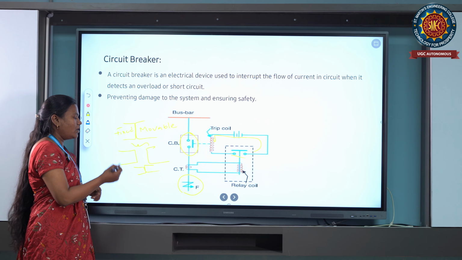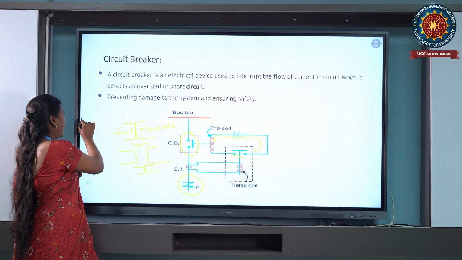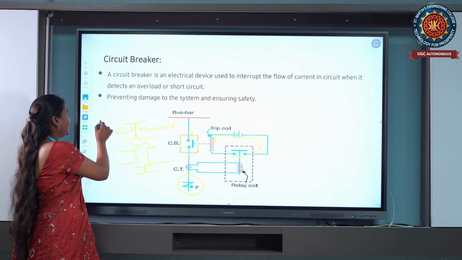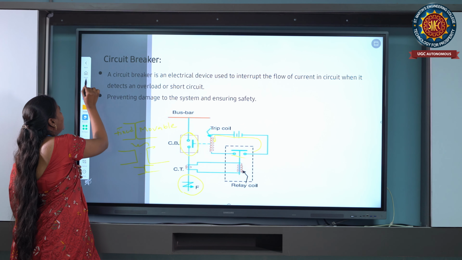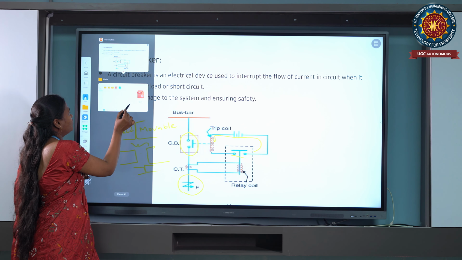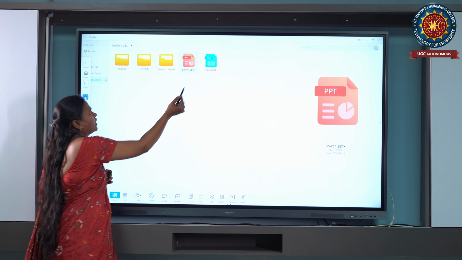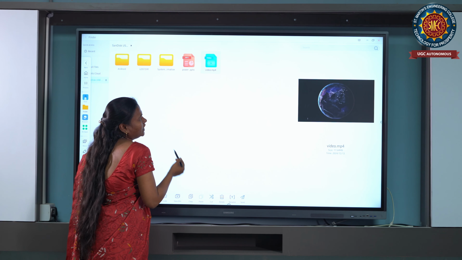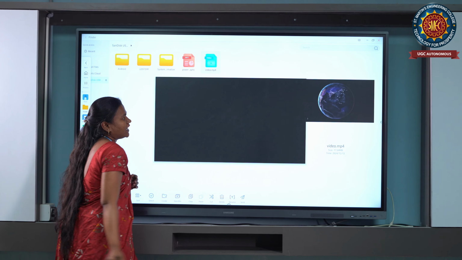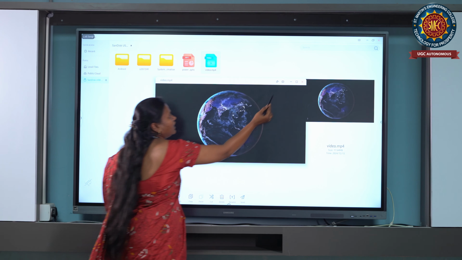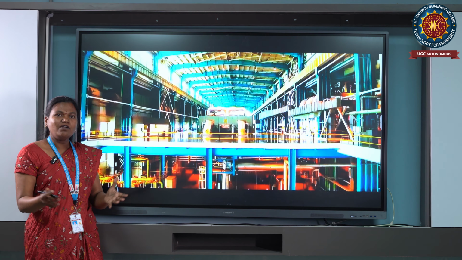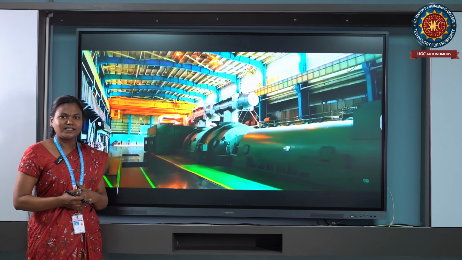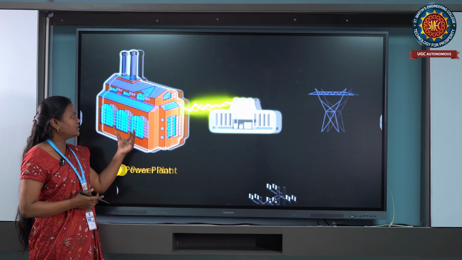Now I want to show a small video on why we are protecting the transmission lines only. This will help you understand how transmission lines are getting affected. See here, worldwide we use electricity. Without electricity we can't live.